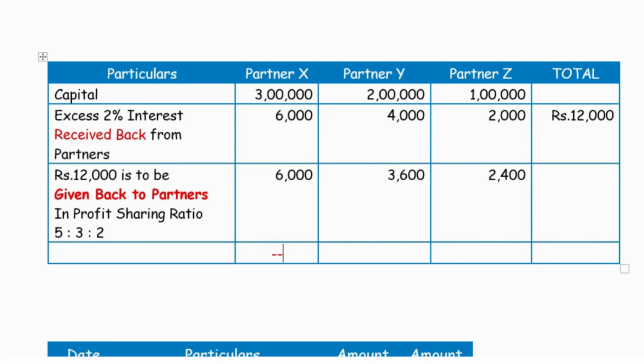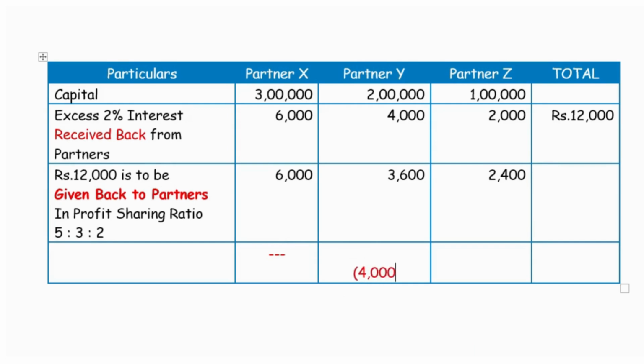First partner X, he has to give to the firm 6,000 and he has to receive 6,000. So there is no adjustment. In case of partner Y, he has to give the firm 4,000. He has to receive 3,600. That is 4,000 he has to give. He has to receive 3,600. The difference is 400. That means his account has to be debited with 400. That is, he has to give extra money to the firm than what he is supposed to receive.